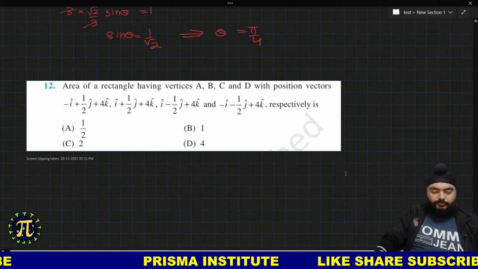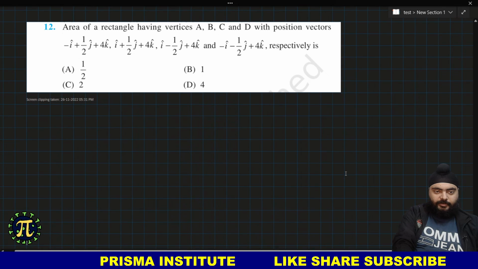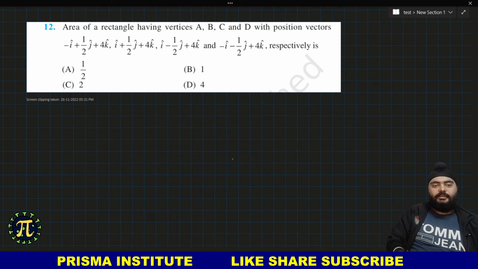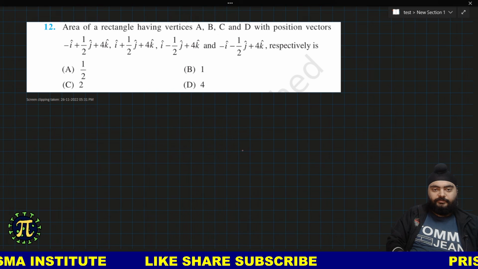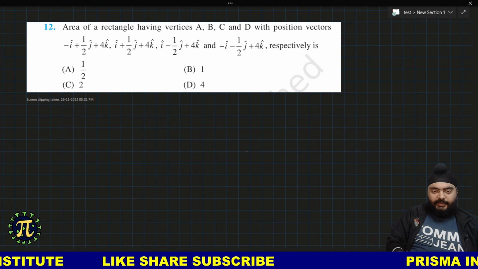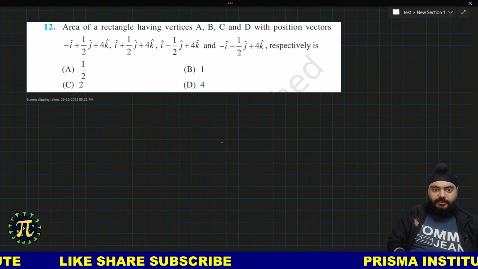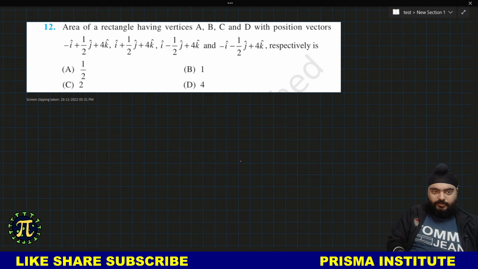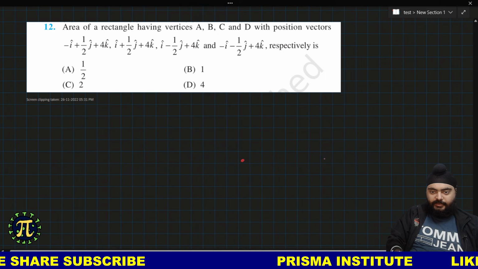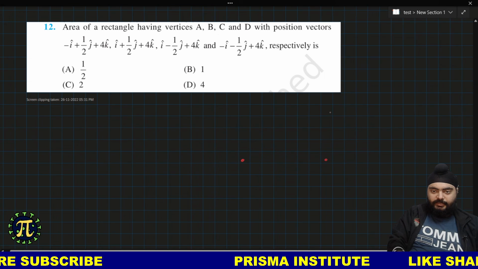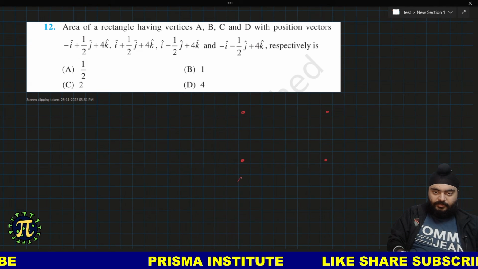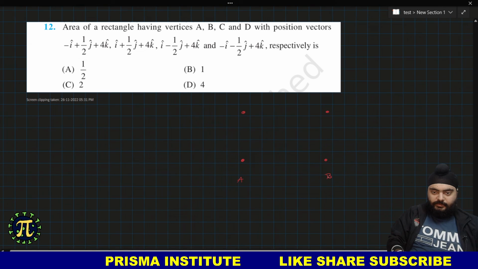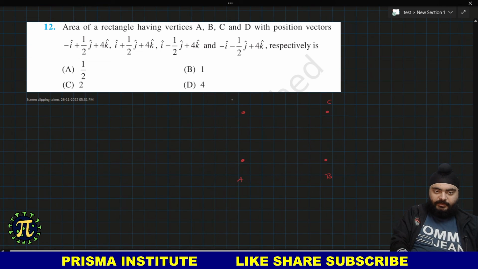So this does not look that much easy for a 1 mark question, but let's see. Area of the rectangle having vertices A, B, C, D with position vectors. So rectangle है, पहली बात given है, right? And A, B, C, D in the order, right? A का position vector given है, B का given है, C का given है, and D का given है. So A, B, C, and D.